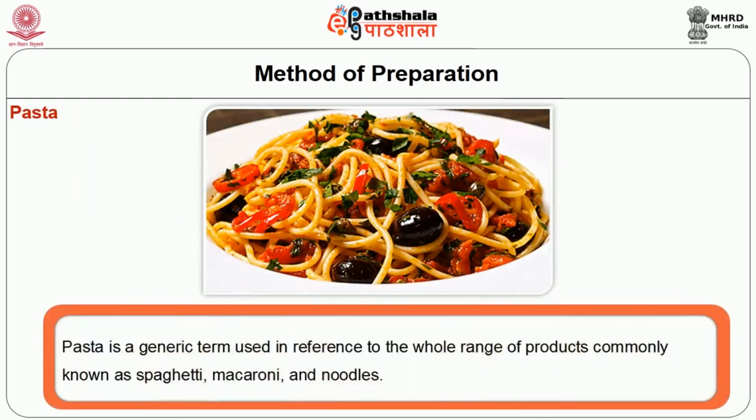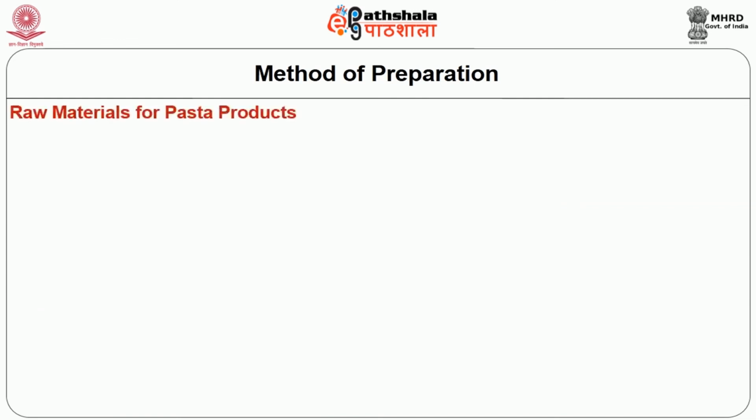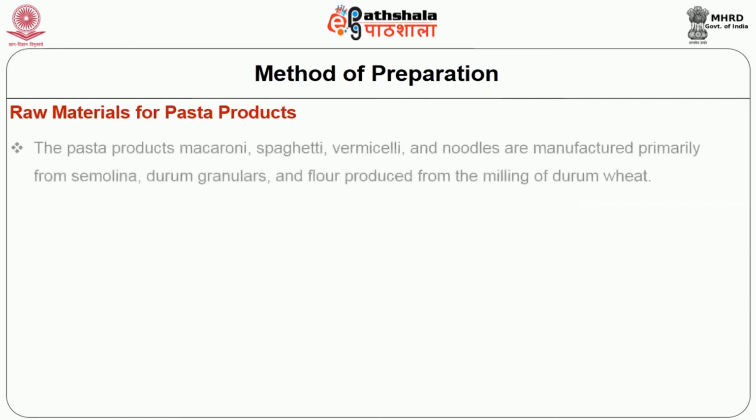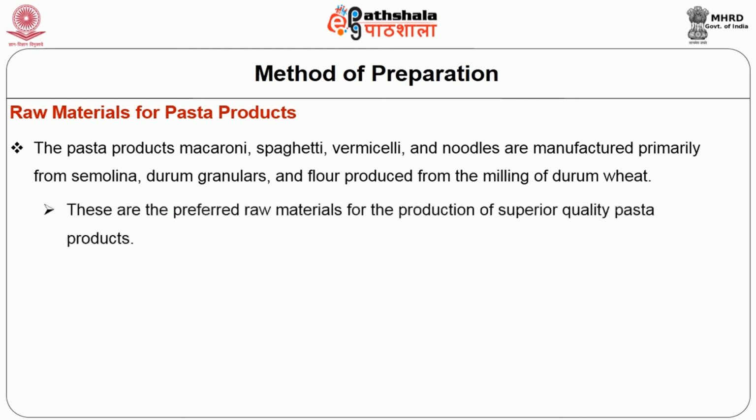Next one is pasta. Pasta is a generic term used in reference to the whole range of products commonly known as spaghetti, macaroni and noodles. The pasta products are macaroni, spaghetti, vermicelli and noodles. These are manufactured primarily from semolina, durum granules and flour produced from the milling of durum wheat. These are the preferred raw materials for the production of superior quality pasta products.